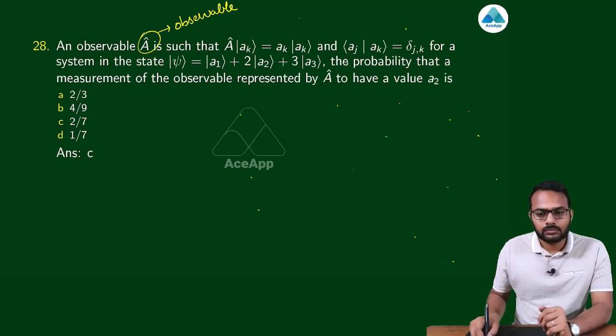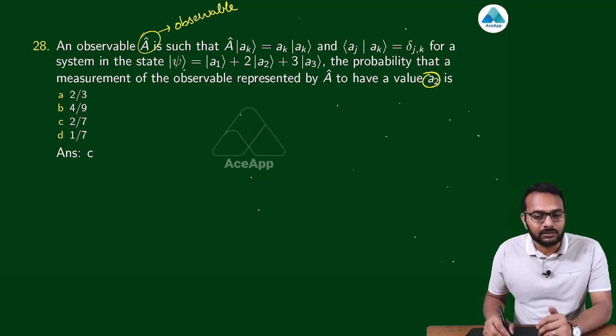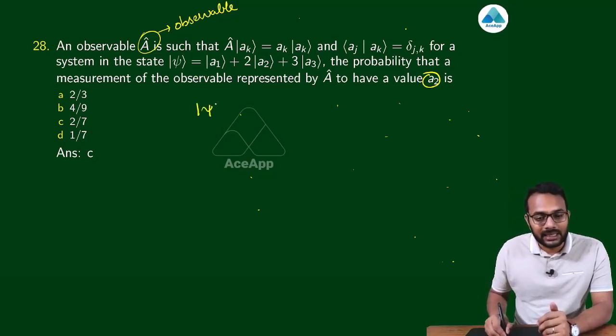Now, the probability that a measurement of the observable represented by A cap gives a value a2, the measurement probability in the analogy. What's the probability that immediately after the measurement the system psi changes to, or the state of the system becomes, a2? It's exactly the same thing.